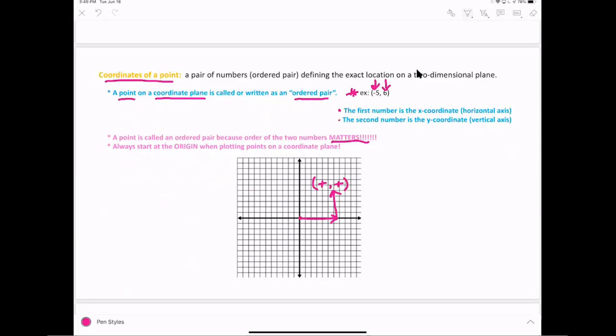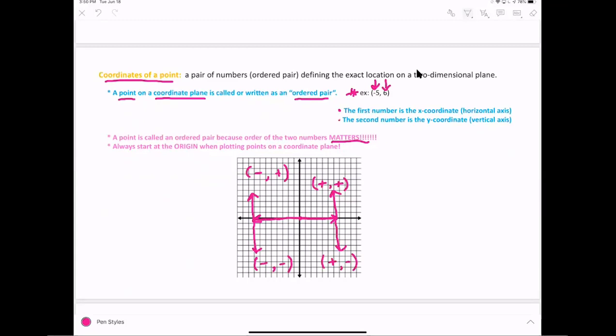Starting at the origin and going to the left will give us a negative x value, and then going up will give us a positive y value. Starting at the origin, if we go to the left again, but then go down, that's going to give us a negative x and a negative y. And coming back to the origin, going to the right and then going down would give us a positive x value and then a negative y value.